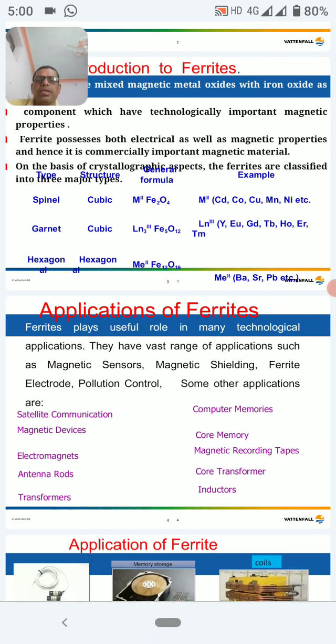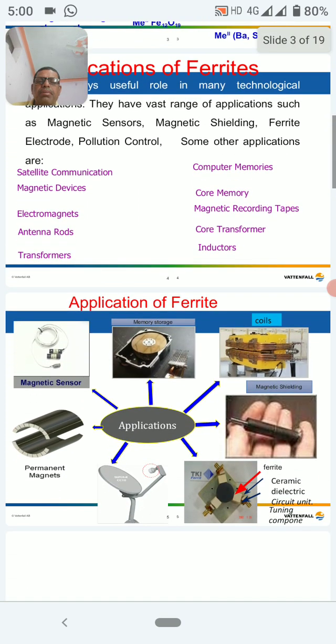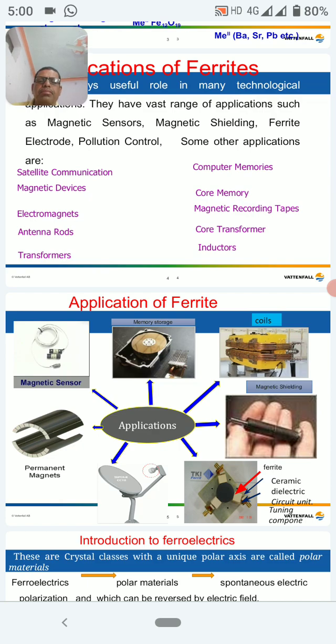Applications of ferrites. Ferrites play an important role in many technical applications. There is a vast range of applications such as magnetic sensors, magnetic shielding, ferrite electrodes and pollution control. Some of the applications of ferrites are in satellite communication, magnetic devices, electromagnets, antenna rods and transformers, computer memory and e-spectra. What are the applications of ferrites? Ferrites are applied in many fields such as magnetic sensors and magnetic shieldings, and these applications are shown pictorially here.